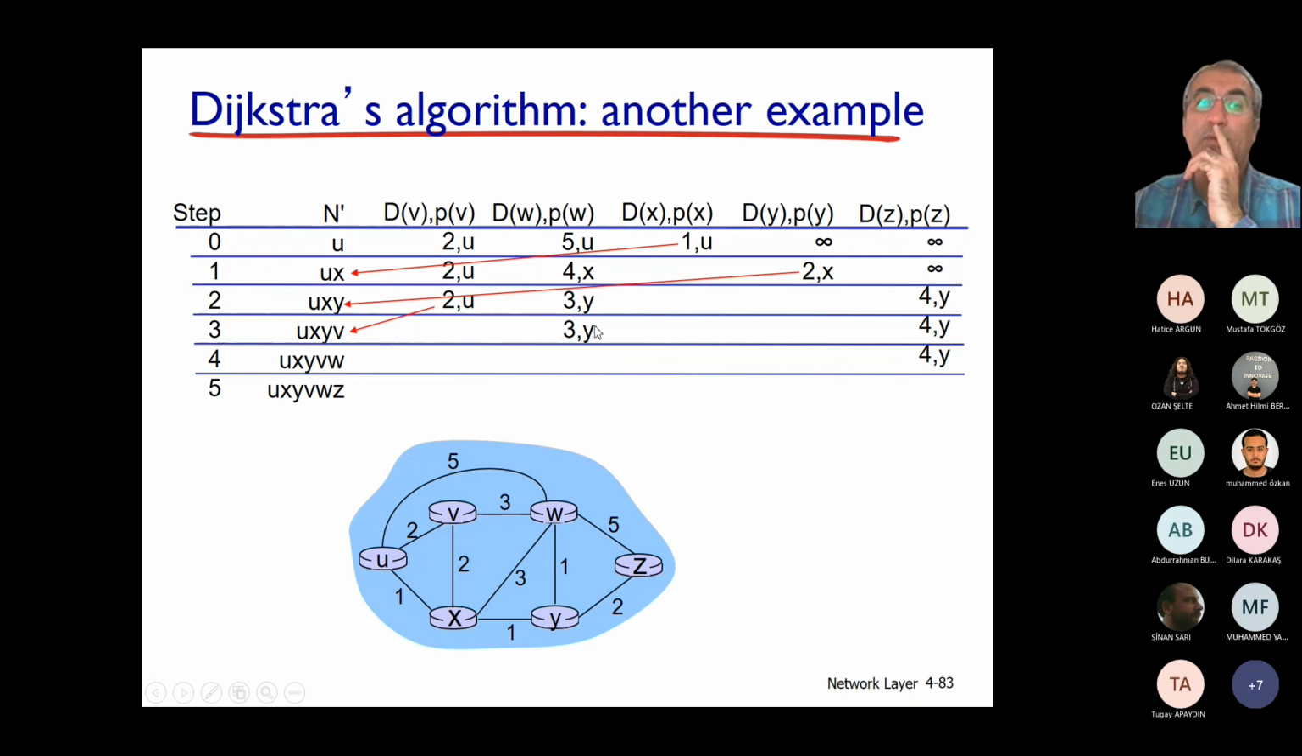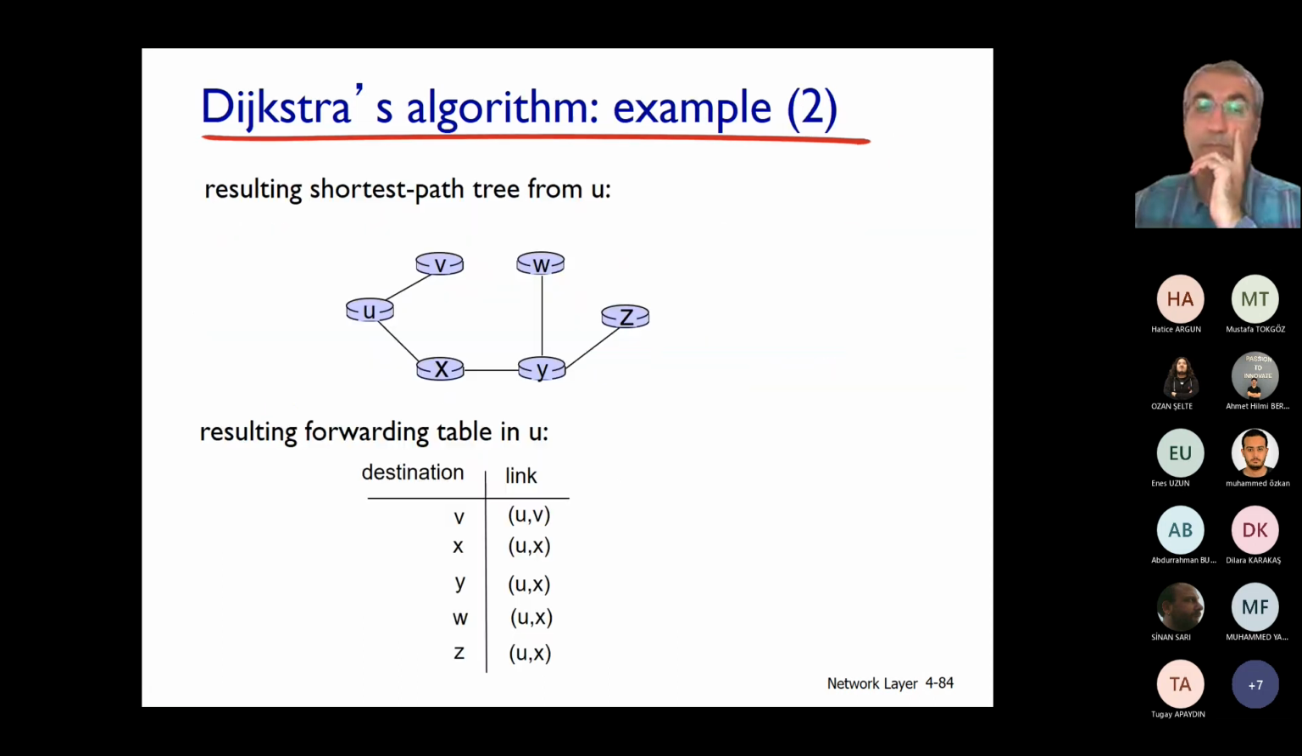Now we are left with 2 nodes, which are W and Z. So is there any update? No. This is 3, this is 4. Which one is the minimum? Of course, this is the minimum, 3. We select W and then add this to the N' set. And then we are only left with the node Z. And then we add this Z to the N' set, and we are done with all the nodes.